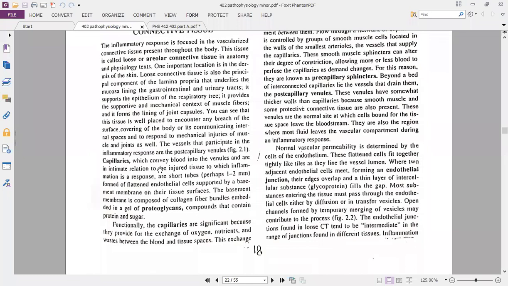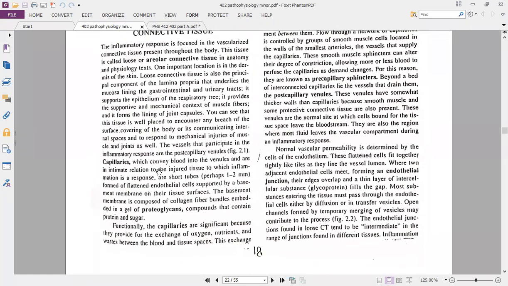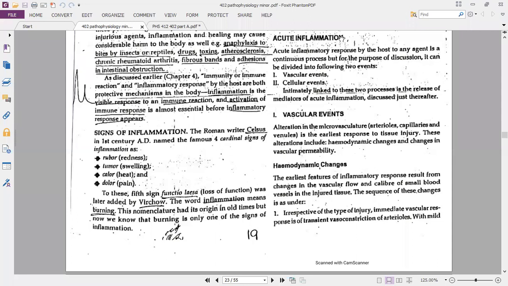We know that the capillaries are one cell thick, and these capillaries have endothelial cells. The endings of the endothelial cells are joined together to form an endothelial junction, and the edges of the endothelial cells form an overlapping layer with the intercellular substances, which have glycoproteins and proteoglycans, and this gap is filled with these substances. So any exchange that occurs through the capillary will occur through this endothelial junction or through the endothelial cells of the capillary.